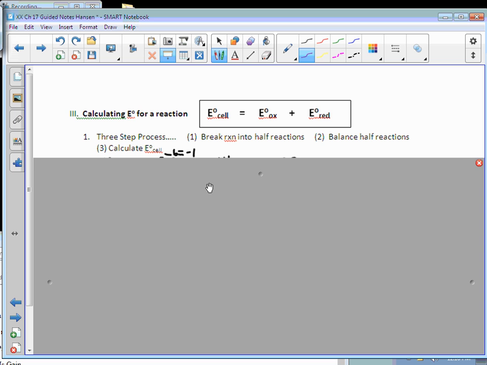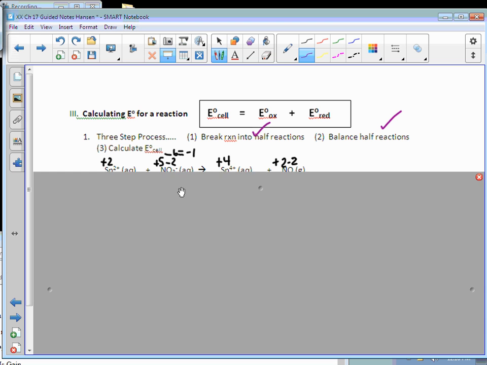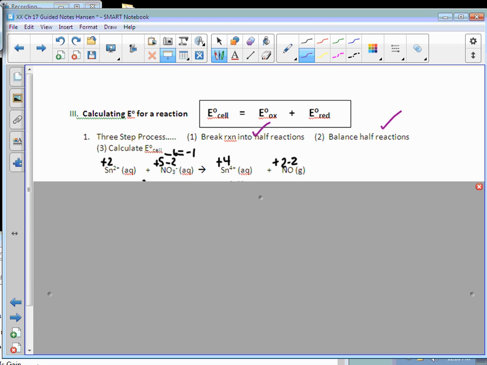So it's basically a three-step process when you're looking at these galvanic or voltaic cells. So 1, you break it into half reactions. 2, you balance the half reactions. And then 3, you calculate the overall E cell. So we got this example. We're looking at this reaction. So you want to decide who's being oxidized, who's being reduced.